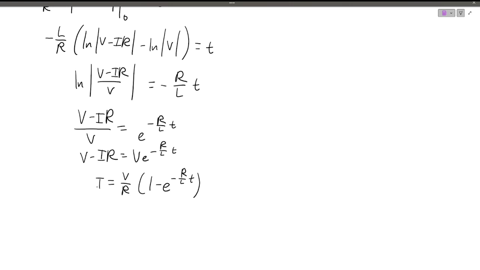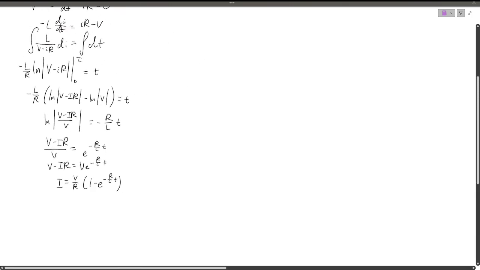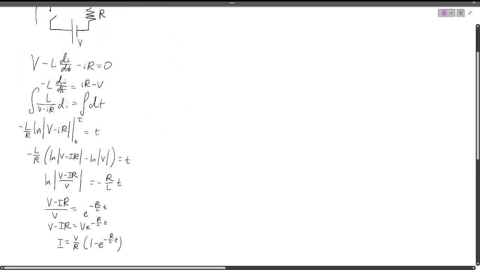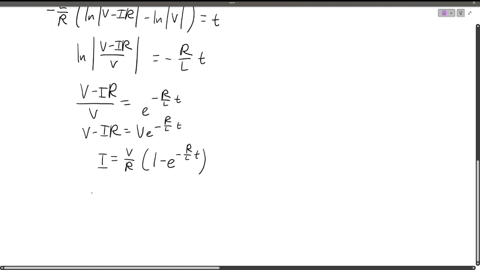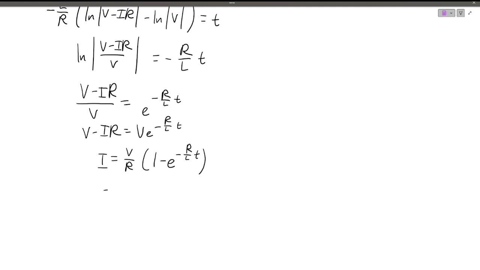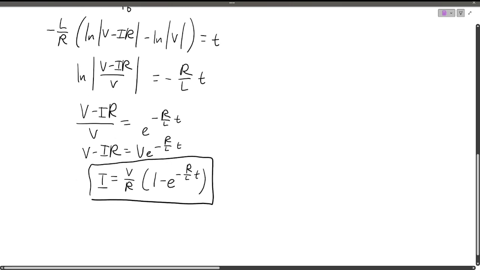There we are. So now you have current. Yeah, and the only other thing they could really ask you for is voltage across the resistor, and then you just do V equals IR. Easy peasy. Alright, so there you go. That is the derivation of an LR circuit.